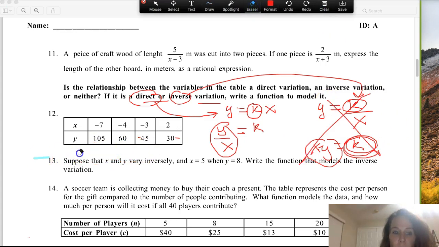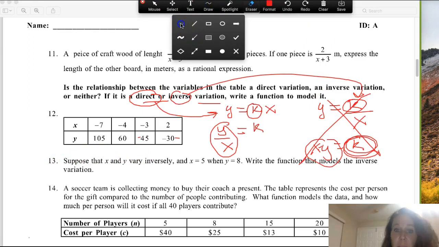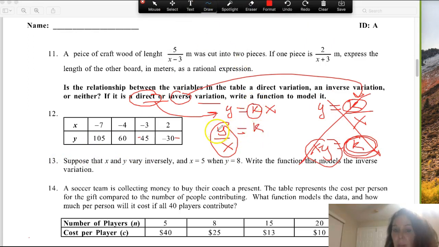Let's go ahead and try direct variation and see if it's maybe a negative direct variation. I'm going to go y over x. So let's go y divided by x. I'm going to go 105 divided by 7. So this is going to be my y's over my x's. 105 divided by -7, sorry, it's going to give me -15. Well, 60 divided by -4 is -15. 45 divided by, those aren't negative. 45 divided by -3 is -15. And -30 divided by 2 is -15.